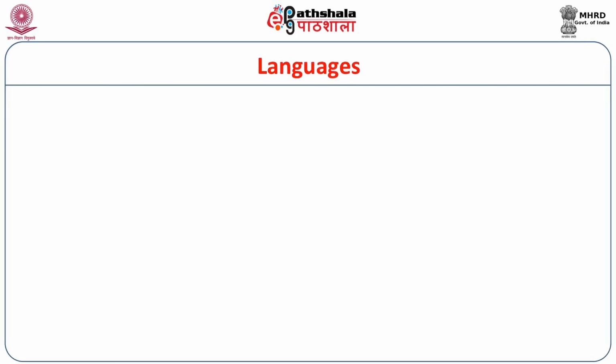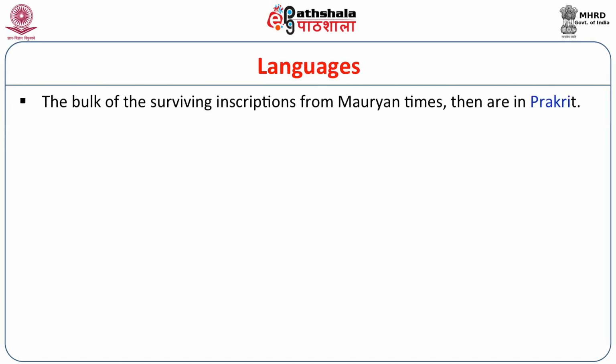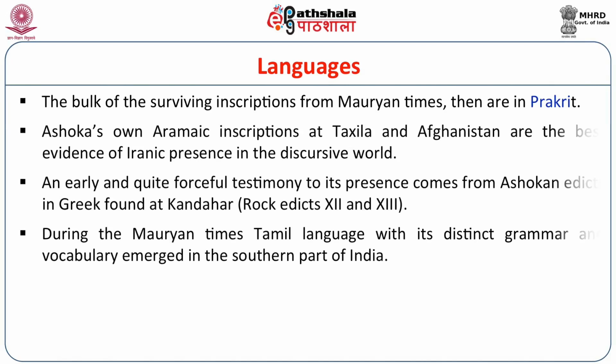The question of literacy is bound up with the question of languages. The bulk of the surviving inscriptions from the Mauryan period are in Prakrit, but there is also evidence of Aramaic and Greek inscriptions in the Ashokan corpus. During the Mauryan times, the Tamil language with its distinct grammar and vocabulary emerged in the southern part of India.